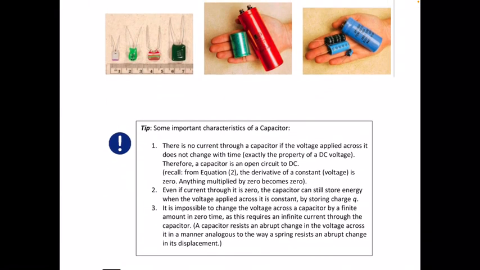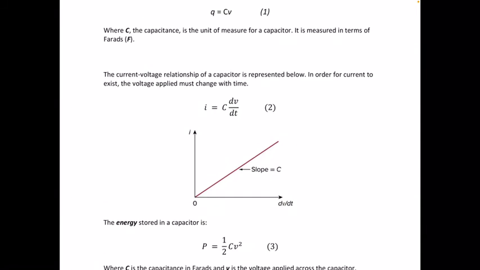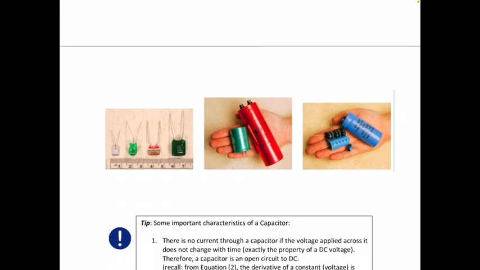There are three important characteristics that we need to learn for a capacitor. Number one, we need to contemplate on this formula number 2, in which the current would only exist if the voltage applied changes with time. So that's our first condition.